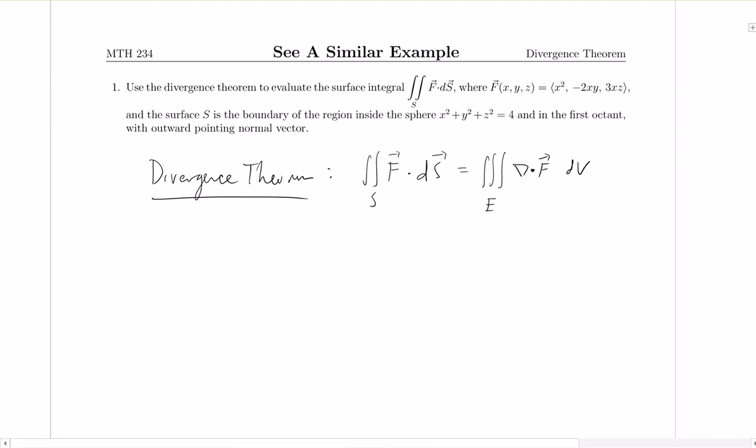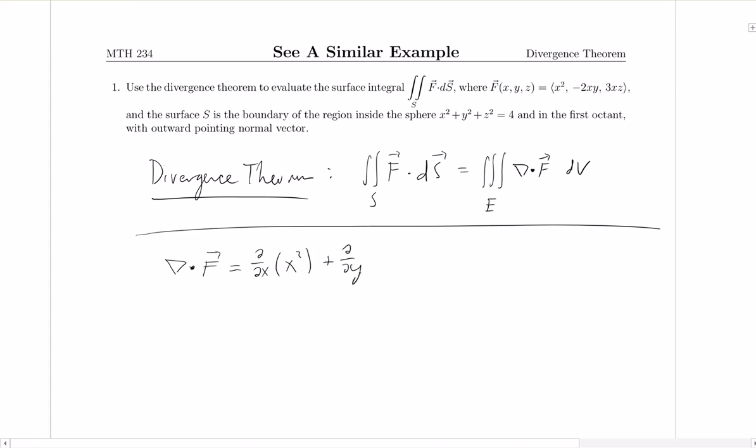So we have to do a couple things. We have to describe the bounds of the integral of the inside of the surface, and we need to compute the divergence of the vector field. So let's do those things. First, let's just compute the divergence, since that is pretty simple. So the divergence of F is the x derivative of the first component plus the y derivative of the second component plus the z derivative of the third component, which in this case is 2x minus 2x plus 3x. So all in all, it's just 3x.